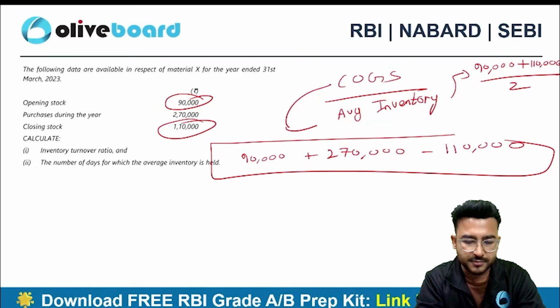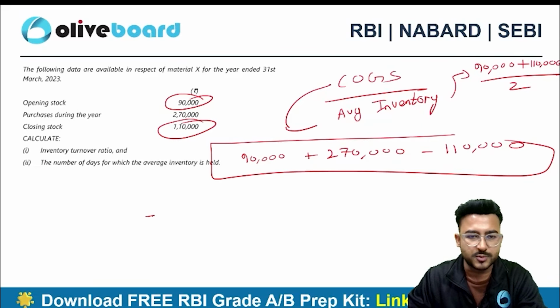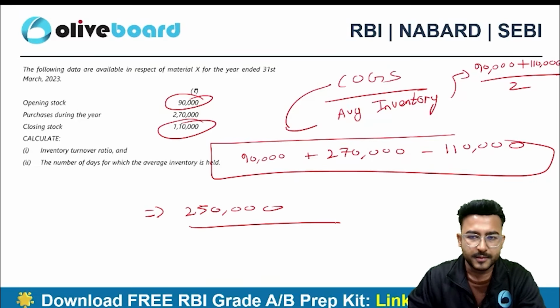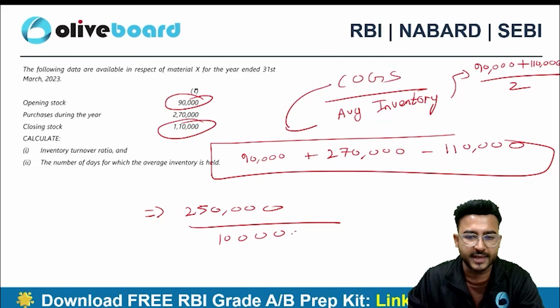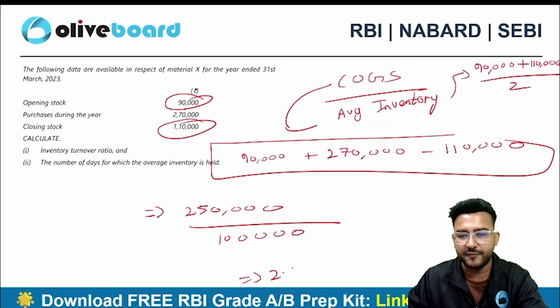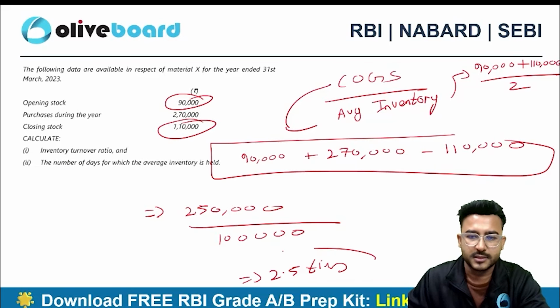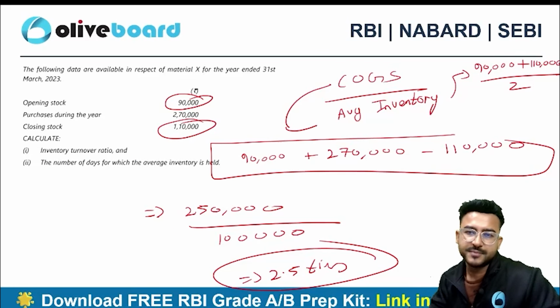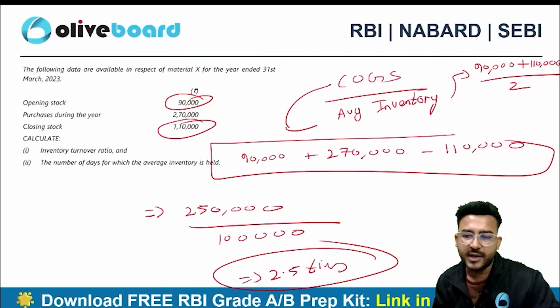So 90,000 plus 2,70,000 minus 1,10,000 gives me 2,50,000, right? This 2,50,000 divided by average inventory, which is nothing but 1 lakh. So it's quite straight that 2.5 times will be my inventory turnover ratio.